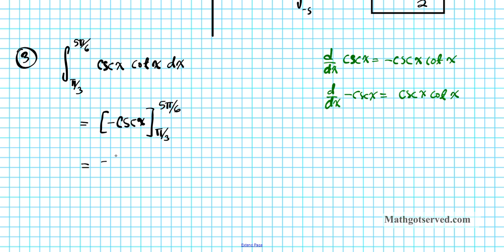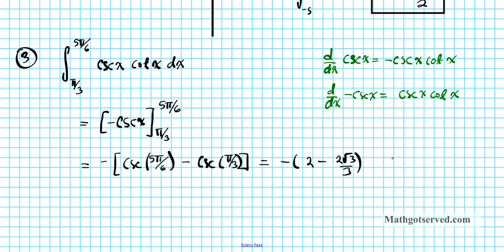Let's put the minus on the outside. So negative, parenthesis, cosecant 5 pi over 6 minus cosecant pi over 3. Now I'm going to evaluate these two. Cosecant 5 pi over 6 is 2, minus cosecant pi over 3 is 2 root 3 over 3.